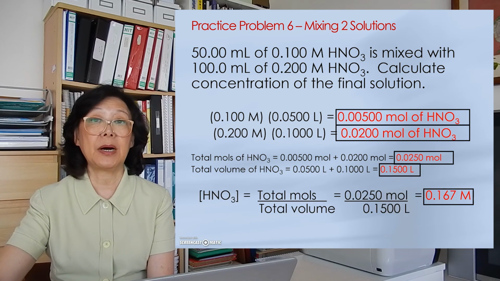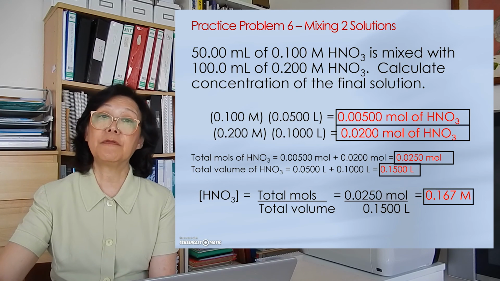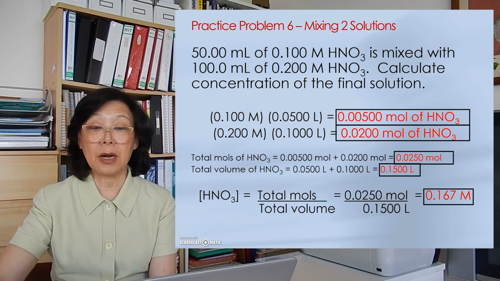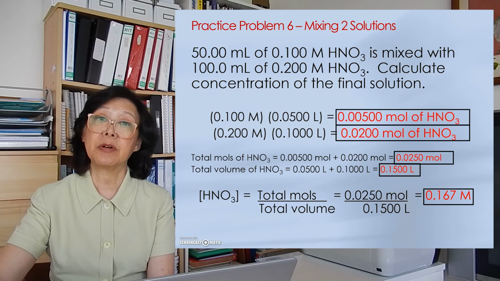Now the important part in calculating concentration of a mixture is that it is total moles divided by total volume. So now we have 0.167 molarity.